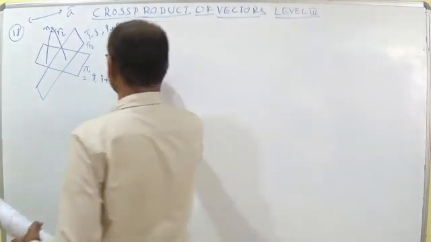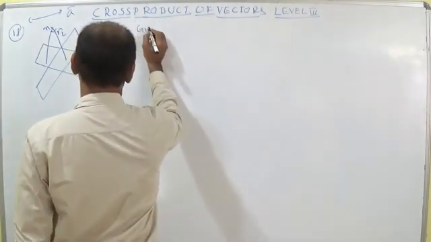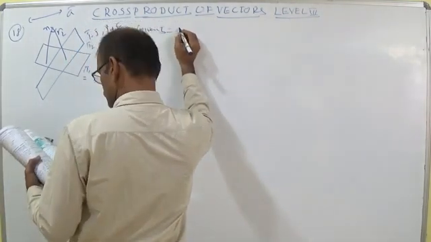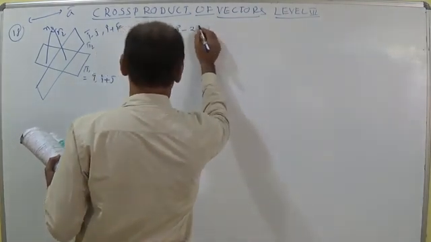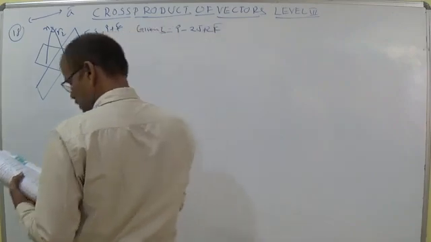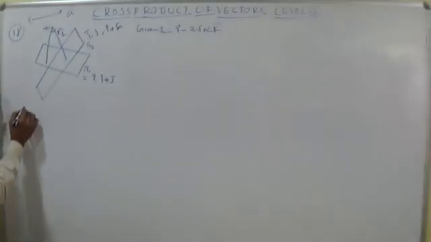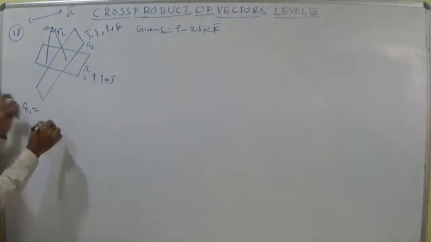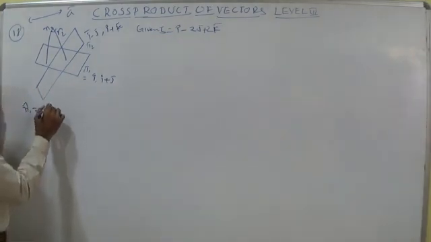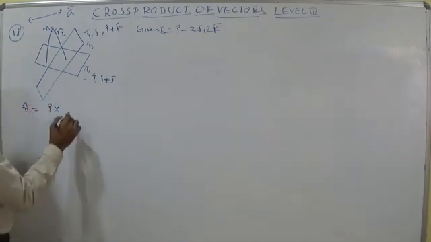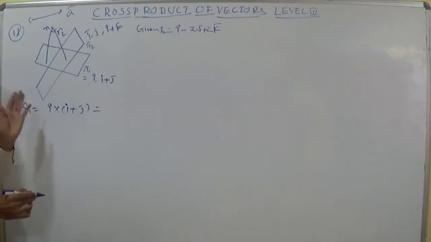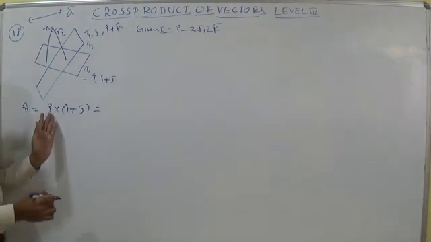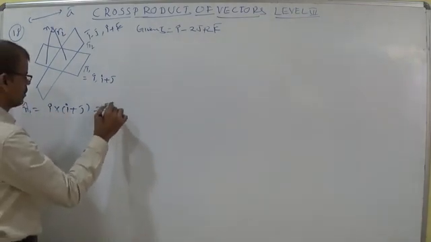Let the angle be with b bar. Given b bar, let the vector b bar be i minus 2j plus 2k. Now the unit normal vector n1 I am writing: n1 bar is equal to i cross i plus j. So you can say that i cross i is equal to 0, no need to calculate. i cross j becomes k, only k.